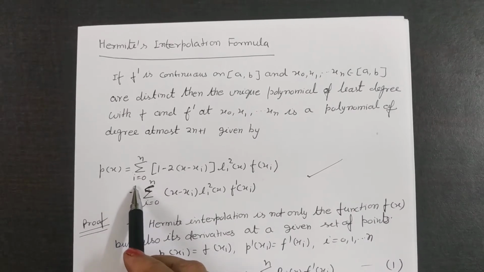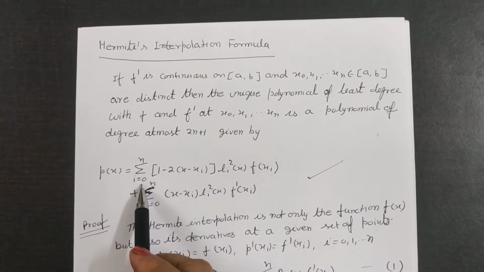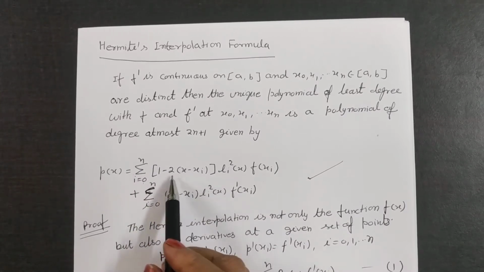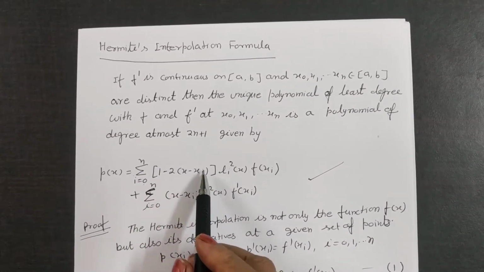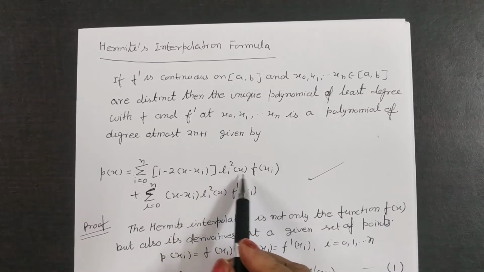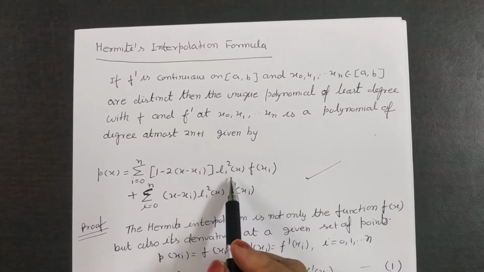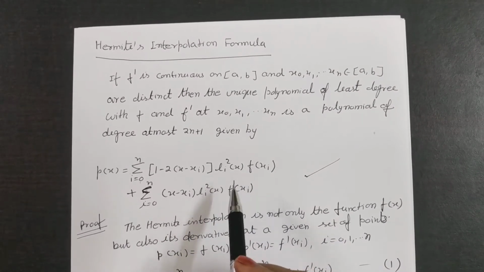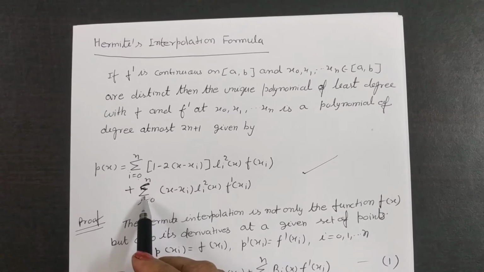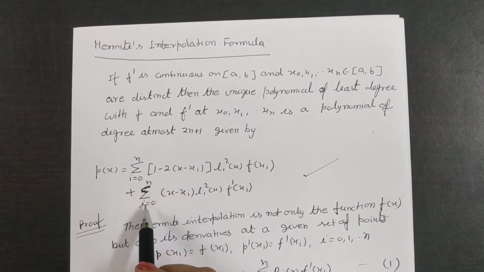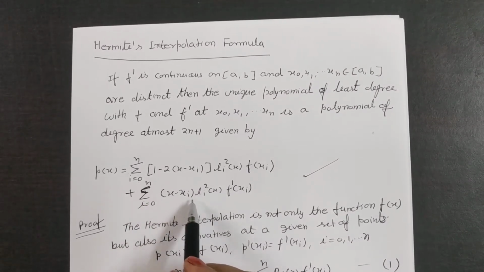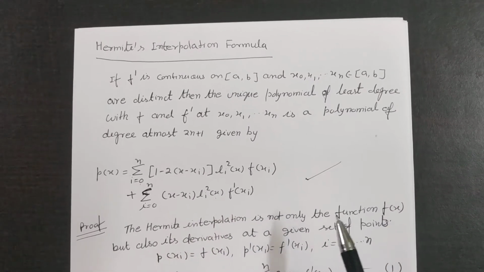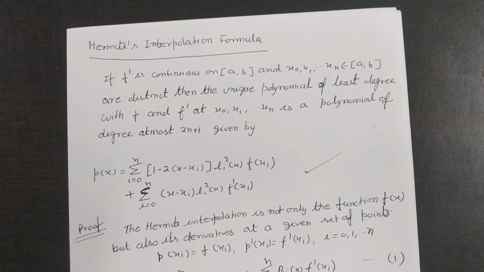Pn(x) is equal to the sum, i varying from 0 to n, of [1 minus 2(x minus xi) Li'(xi)] Li squared(x) times f(xi), where L is the Lagrange interpolation. You have studied this term earlier. Plus the sum, i varying from 0 to n, of (x minus xi) Li squared(x) times f dash(xi). Now we prove this formula.